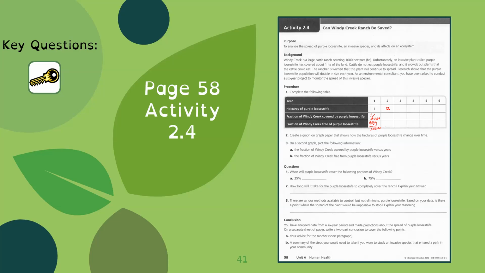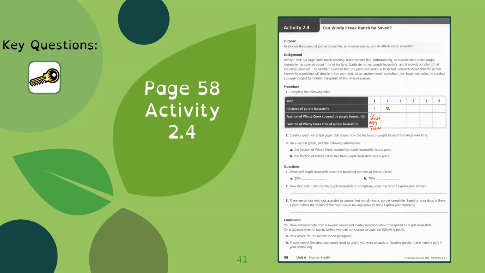Then you want to continue and you're going to create a graph, and you're going to make a graph of how many hectares are covered. You're going to graph all 3 of these different calculations that you've created in relation to time, in relation to years. So 1 year, what does it look like? 2 years, what does it look like? 3 years, 4 years, 5 years, 6 years. And then you're going to predict what's going to happen at 25%, when it's going to happen at 75%. So it doesn't have to be exact, but you're going to use these graphs and your calculations to predict how long it's going to take for purple loosestrife to take over Windy Creek.